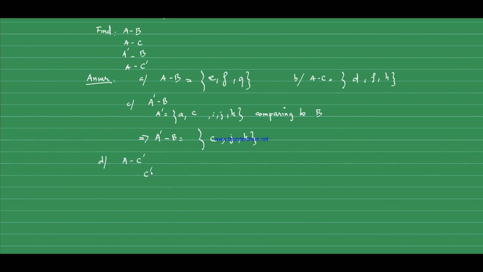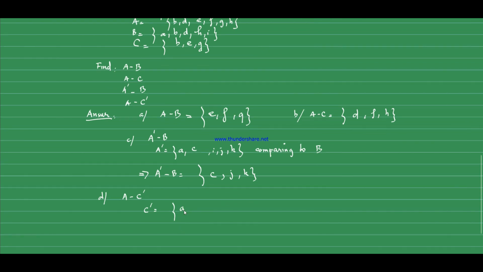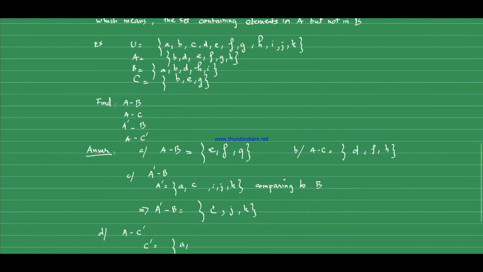So we need to find the complement of C first. Complement of C. So B, E, G. So B, E, G right here. So the complement of C will be A, C, D, F, H, I, J, K. There you go.